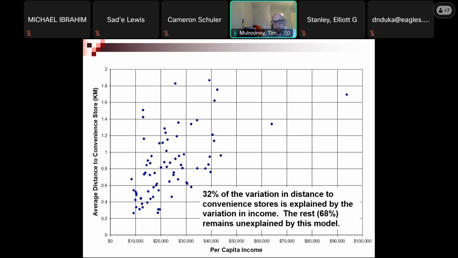So convenience stores are along these major thoroughfares, where the higher income areas are set back away from the high traffic roads, which have your convenience stores and everything.